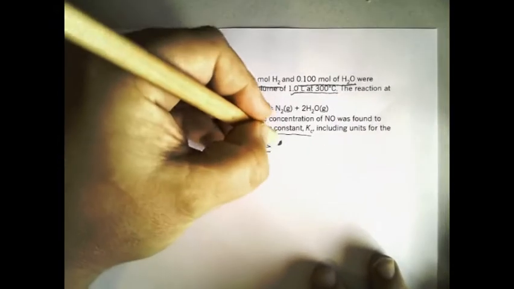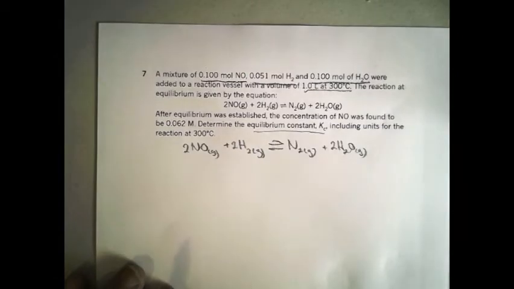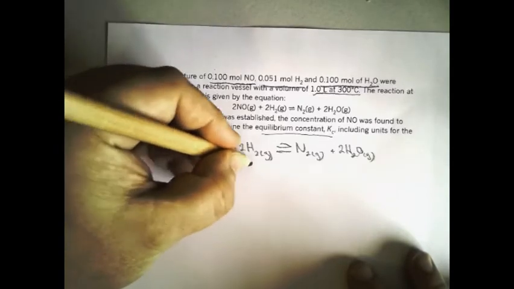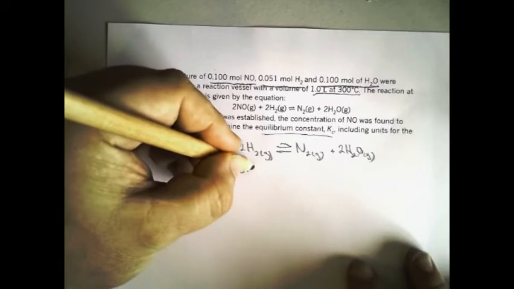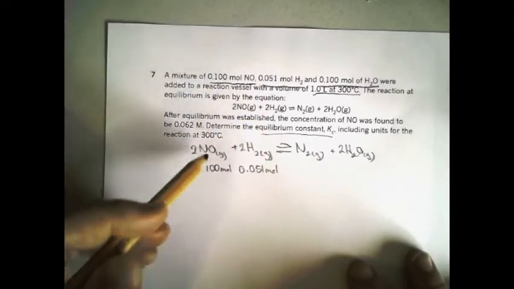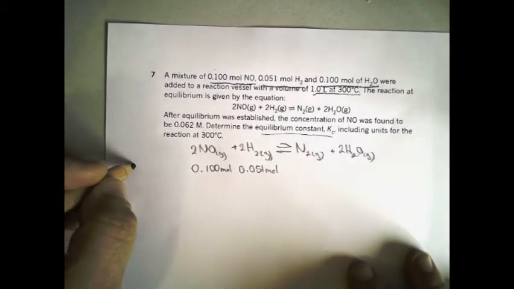Of course, we have the reversible reaction arrows. To H2O gas. Alright, now we can write out the number of moles. 0.1 mole, 0.051 mole. We're obviously getting that from here. Now, this is the initial, sorry.